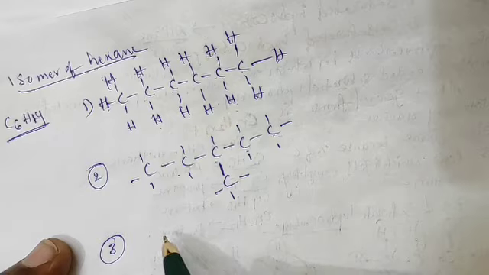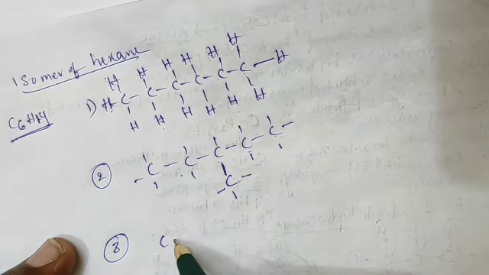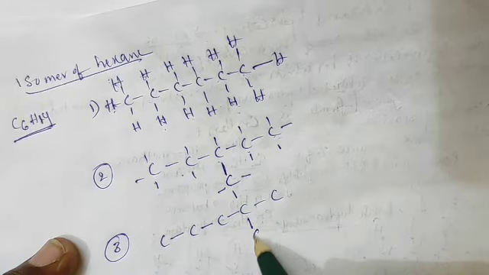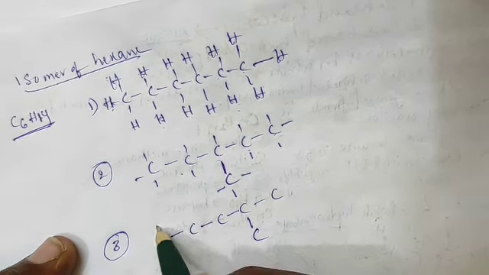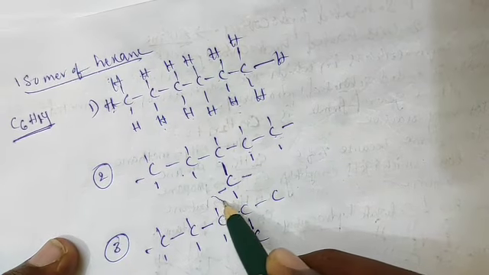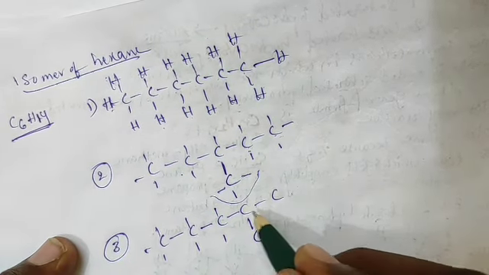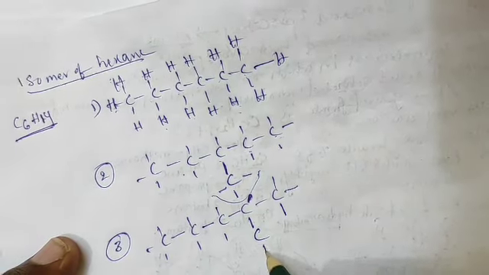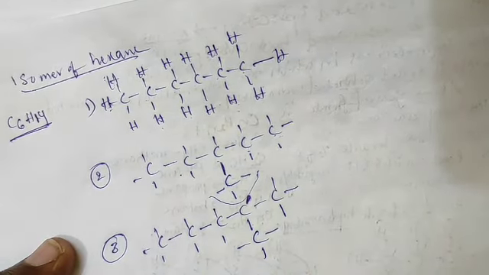Third one, carbon, carbon, carbon, carbon and carbon. Here 1 carbon. See, the difference is there, no? This one belongs to that carbon. Okay. Here 1 hydrogen, we want to represent this one. 1, 2, 3, 1, 2, 3. This is one more structure.